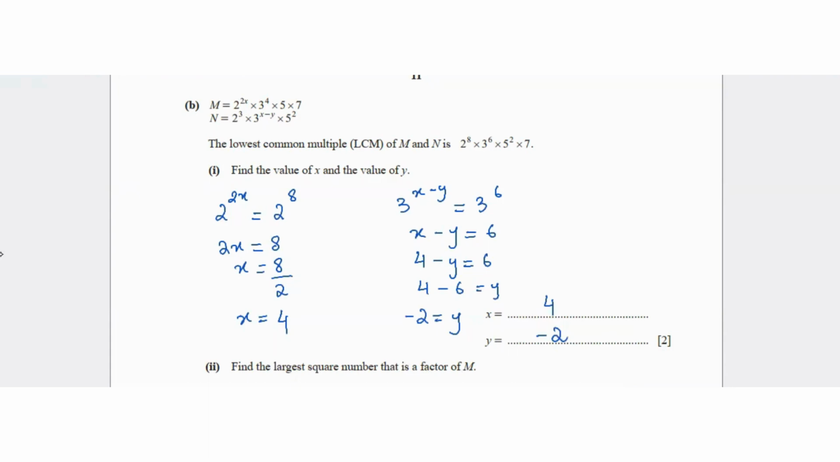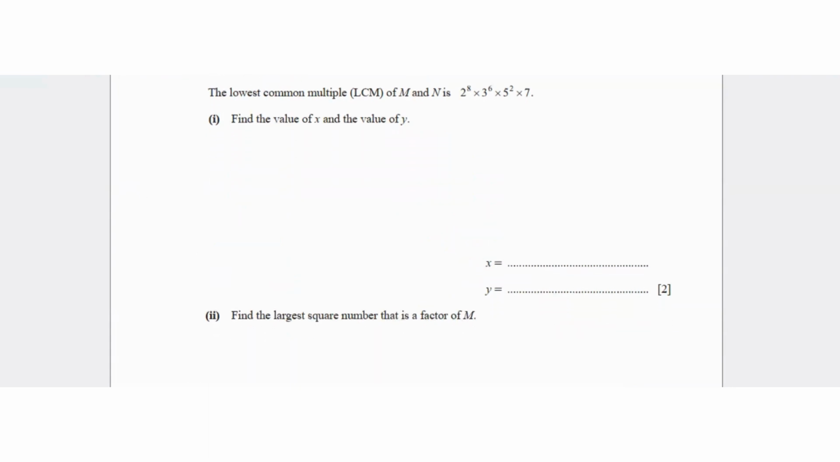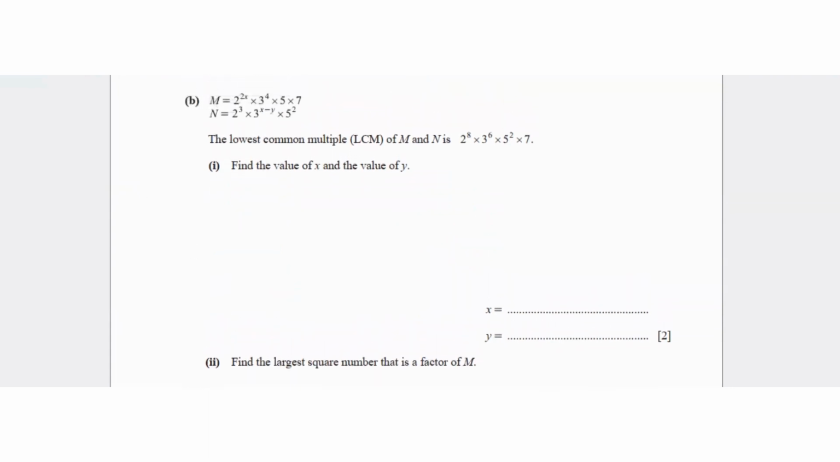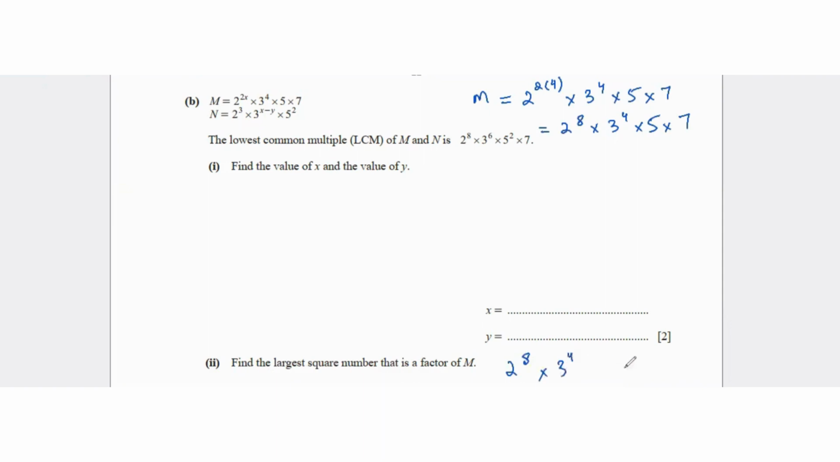Then in the next part, it's saying find the largest square number that is a factor of m. So let's first substitute the values again. m is going to be 2 to the power of 2 times 4 times 3 to the power of 4 times 5 times 7, which is 2 to the power of 8 times 3 to the power of 4 times 5 times 7. The largest square number that is a factor of m is going to be 2 to the power of 8 times 3 to the power of 4. That is the largest square number.